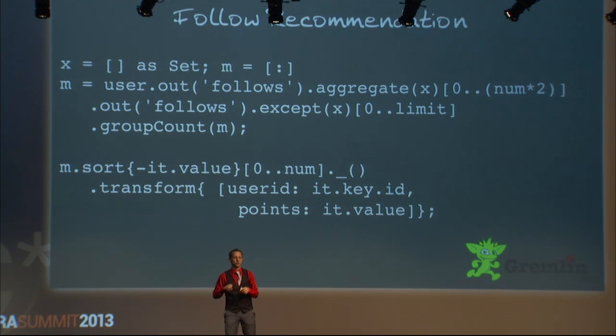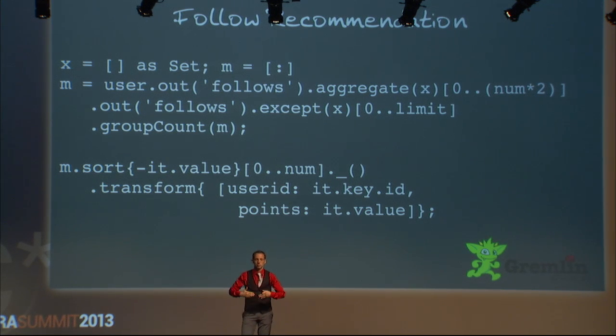So what we do is we traverse out from the user. We look at everybody that user follows. And then we aggregate all those users in our set X to make sure that we don't recommend any of those, because that would obviously be pointless. But then we take one further step out. So we look at who do they follow, and then do a group count on that.